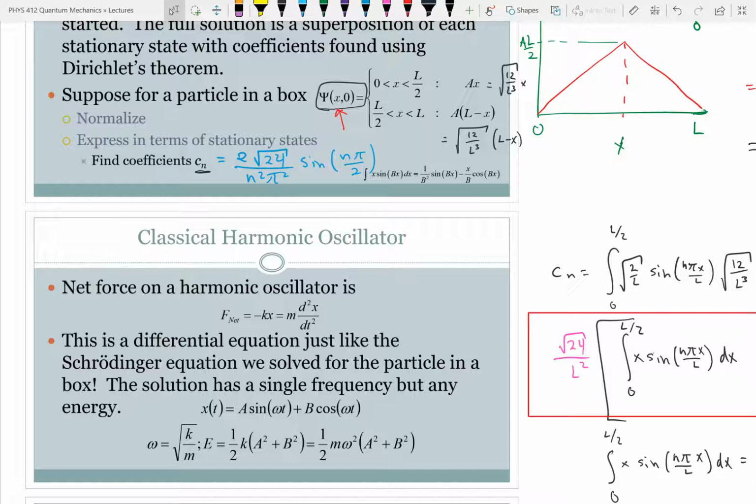It's going to be either 1 or negative 1, times the stuff out front. The sign term will be either 1 or negative 1. What if n is an even number? Then it's 0.